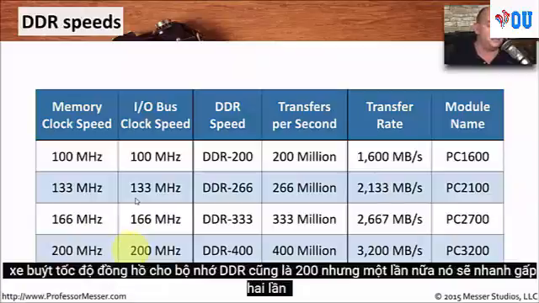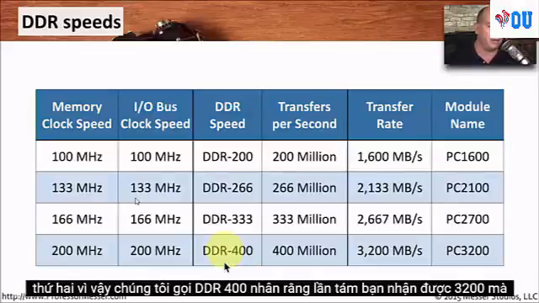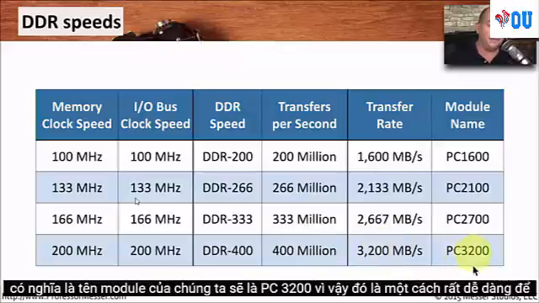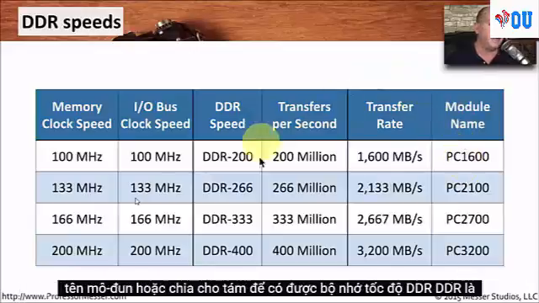That means the I/O bus clock speed for DDR memory is also 200. But again, it's going twice as fast as the clock rate, which means we have a total of 400 million transfers per second. So we call this DDR 400. Multiply that times 8, you get 3200, which means that our module name is going to be PC 3200. So that's a very easy way to change the module name back to DDR speed: simply multiply by 8 to get the module name or divide by 8 to get the DDR speed.